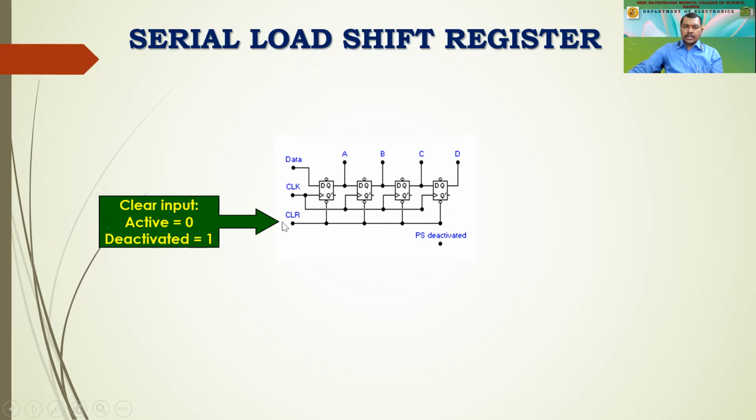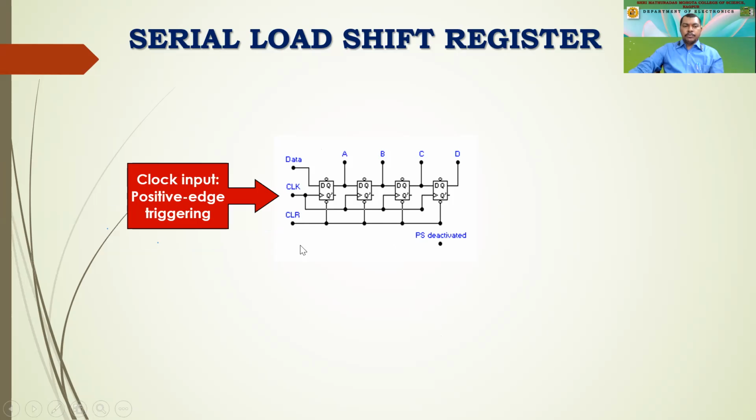Clear input. As soon as the active clear input is given low, that is zero, all the data which was initially present when we switched on this shift register, which will be garbage data, should be cleared. For that we have to give a very small low pulse to it. As soon as you give a small low pulse, automatically all the data of the flip flops is cleared out. So this is the first concept.